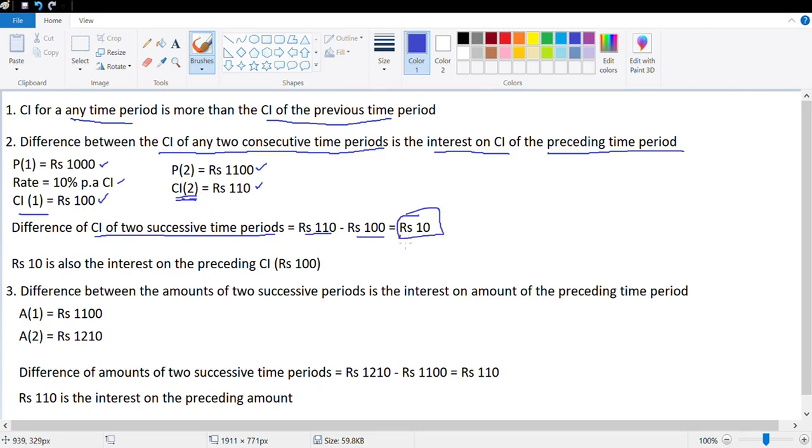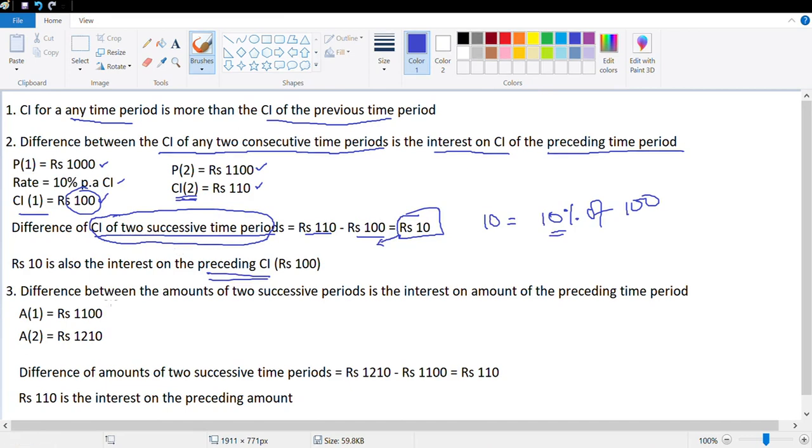What this is saying is 10 rupees is the interest on the preceding compound interest. So 10 is equal to 10% of preceding compound interest, in this case 100. So 10 is equal to 10% of 100, which means in a question, if compound interest of two successive time periods is given, you should be able to figure out the rate from this formula.